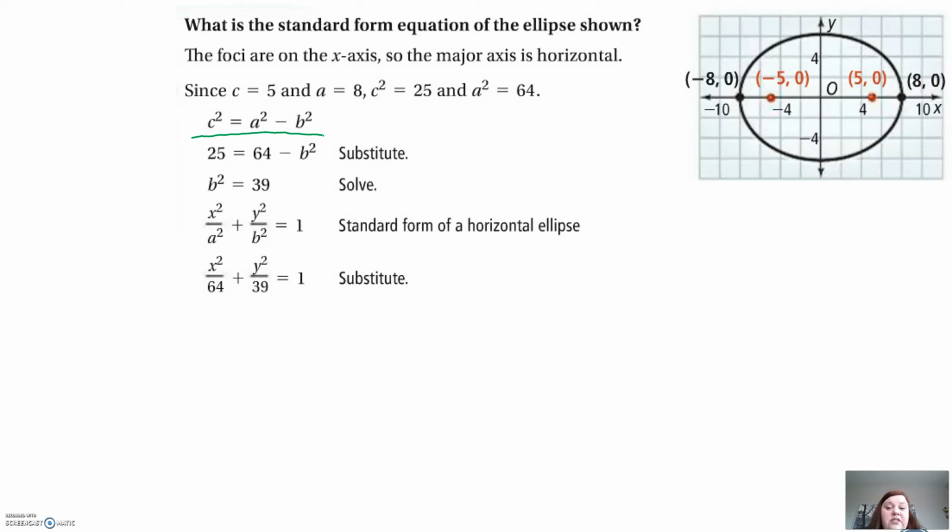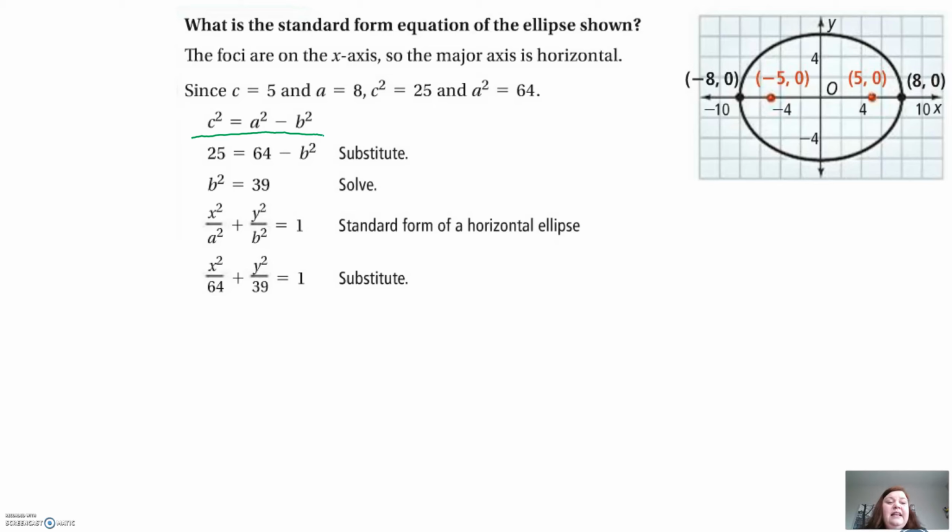So 5 squared is 25. So we'll plug that in for our c squared here. a squared is going to be that negative 8 squared, or 8 squared is 64. So now we have 25 equals 64 minus b squared. We'll have to subtract 64 from both sides, divide by negative 1, and we end up with b squared equals 39.